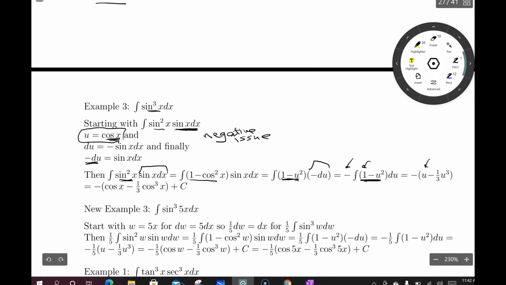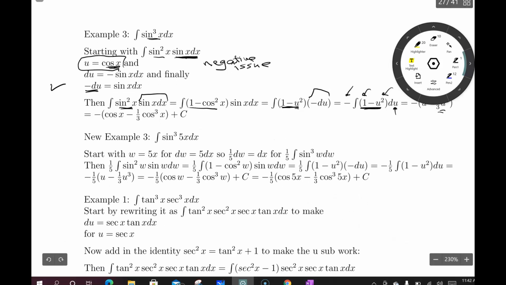Antiderivative of 1 is u, since I've taken the antiderivative with respect to u. Antiderivative of u squared is u cubed over 3. Put the x's back in. I'm done. Okay, so this one here, you're comfortable with this. This one here, I notice there's a 5x in the angle.